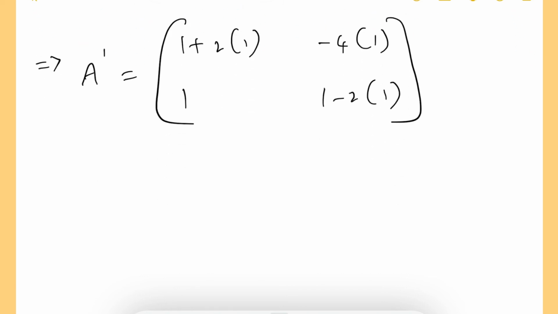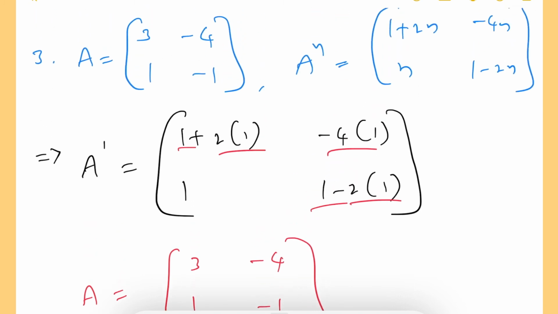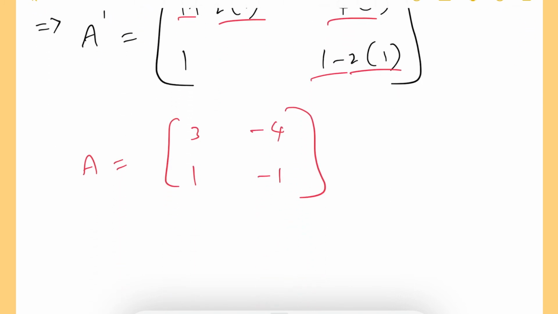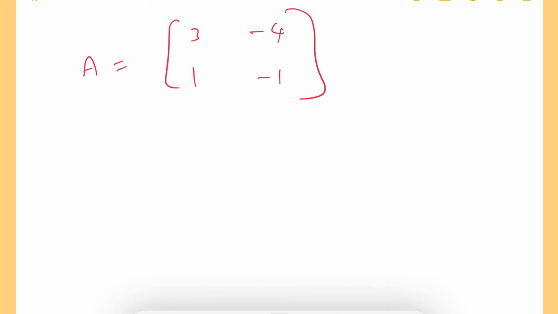Okay, so A power 1 is nothing but A, which is equal to 2 1s are 2, 2 plus 1, 3, minus 4 into 1, minus 4, 1 as it is, 2 1s are 2, 1 minus 2, minus 1. So, after substituting the n value as 1, we got the A value as 3, minus 4, 1, minus 1. Let us check this with the question: 3, minus 4, 1, minus 1. It is correct. So we can conclude that it is true for n equals 1.